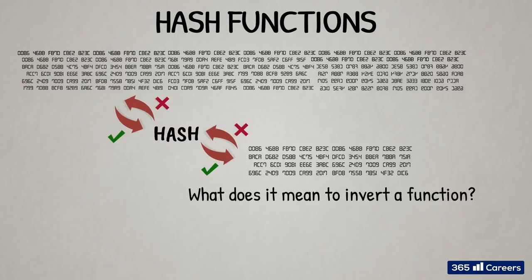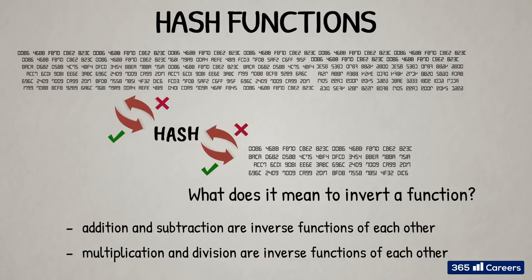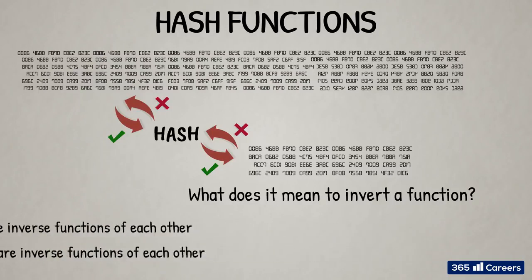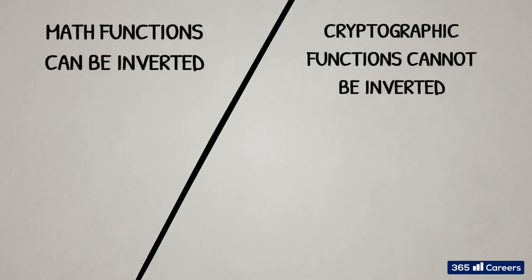Once we have the output, we cannot simply invert the function, plug in the output, and get input data on the other end. To illustrate what it means to invert a function, consider the four basic mathematical operations. Addition and subtraction are inverse functions of each other. Multiplication and division are inverse functions of each other. We can always construct equations with these functions to find any unknown variable. For example, 3 times x equals 15. x equals 15 divided by 3 equals 5.